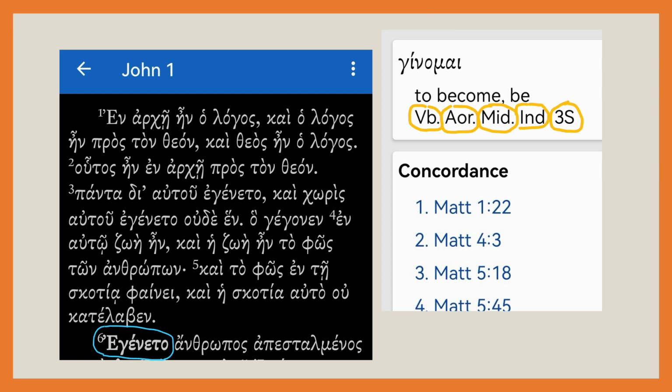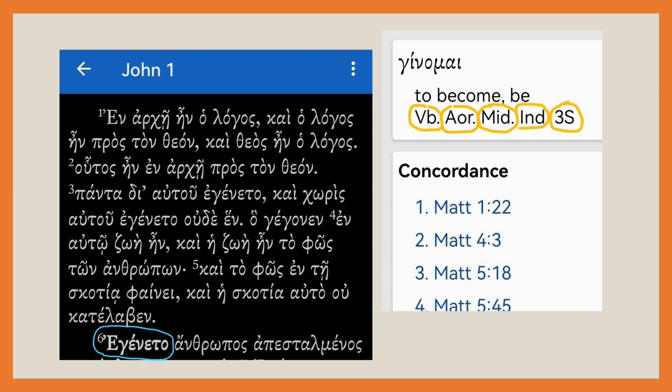But here is another example. This is from the SBL app, also on my phone, where I click on the word and the breakdown gives me this. It gives ginomai, to become or to be, but it says abbreviations of the different parts of the parsing. So VB stands for verb, AOR for aorist, mid for middle, ind for indicative, and 3S stands for third person singular. So you're going to have to be aware of what the abbreviations are, and different books and software actually use different ones, which can be annoying, but I'm going to show you the most common ones.